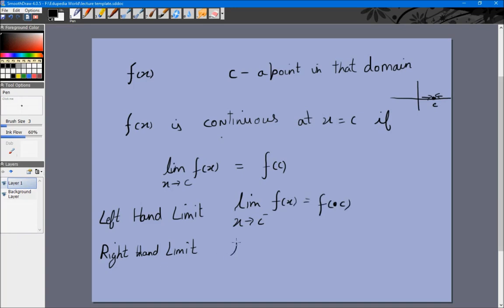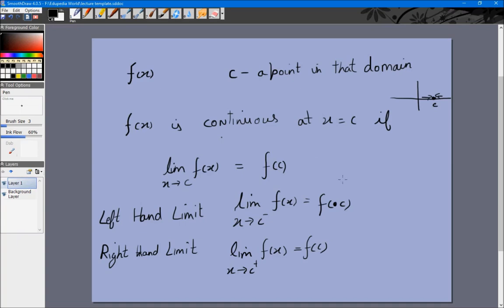And the right hand limit states that limit x goes to C plus f(x) is equal to f(C). Right, so this is stuff which you already knew. For the limit of a function to exist at a particular point, the left hand limit and the right hand limit both need to exist and both need to have the same value f(C). Then the function is called continuous at the point C.